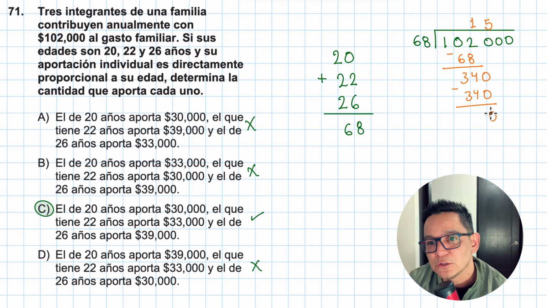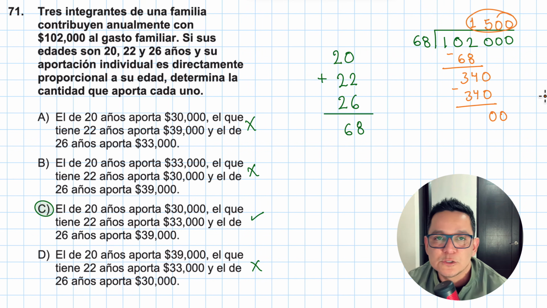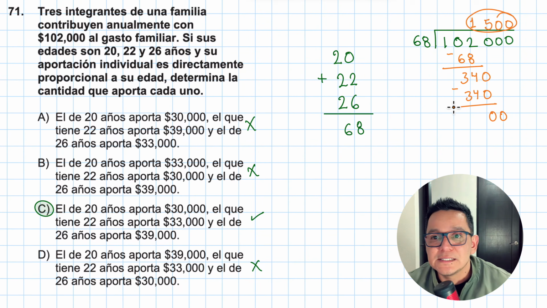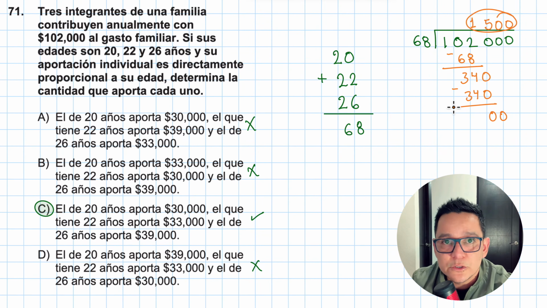We subtract. 340 minus 340 is 0, we bring down the 0. Here I'm just going to fill it in with zeros, right? It doesn't even take me any longer, because it's all zeros now. So the total is 1,500. Those 1,500, don't forget, come from dividing 102,000 by 68. What does it mean? That for each year of life they have, they are contributing 1,500 pesos.